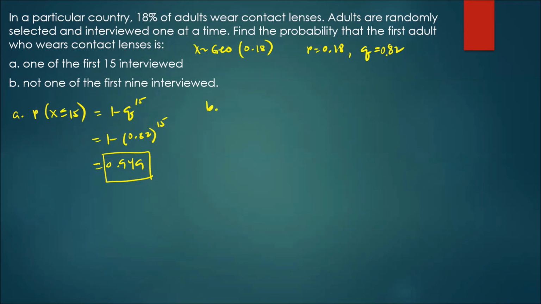Probability that the first adult who wears contact lenses is not one of the first 9 interviewed. So if it's not one of the first 9 interviewed, we are looking for x is greater than 9. And in the previous theorems, we know that this is equal to q raised to 9. So that would be 0.82 raised to 9, which is equal to 0.168.